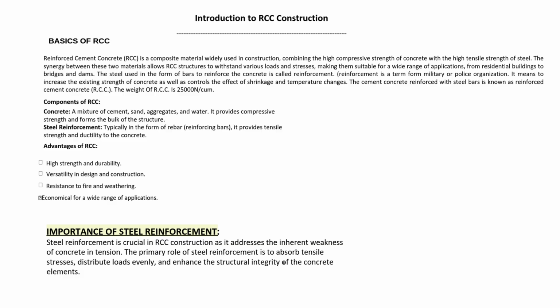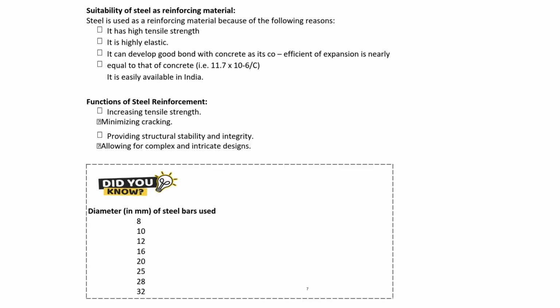Why is steel reinforcement important? Concrete can't handle pulling or tension forces on its own. Steel absorbs these tensile forces. It helps spread the load evenly. It improves the safety and strength of the entire structure. Why steel is used in RCC? Steel is strong in tension, pulling force. It is elastic, bends but returns to shape. It bonds well with concrete because both expand equally with heat. Steel is easily available in India.